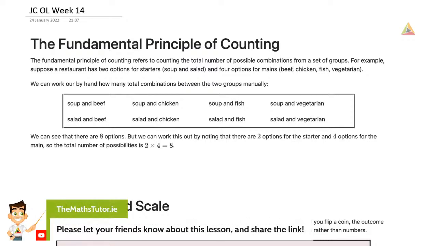So today we're going to be going through probability. We're going to be going through a couple of theory-based examples, and then I'm going to be doing a couple of exam questions as well. So the first thing we're going to look at is the fundamental principle of counting.